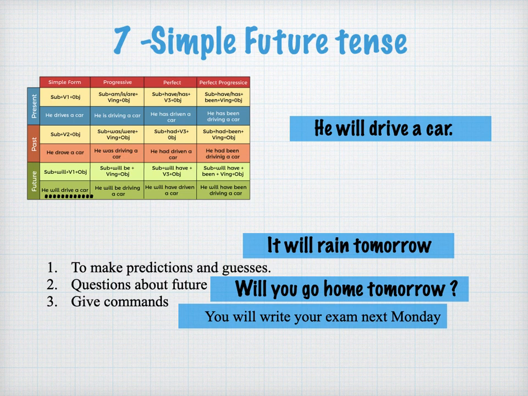Simple future tense. Okay, so we have reached this part. If you look at the table, you can understand it clearly. So we have come to the first part of future tense. He will drive a car.